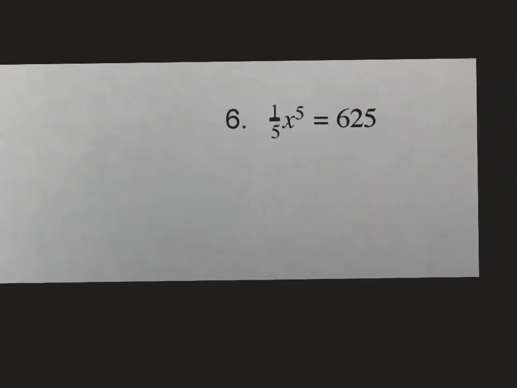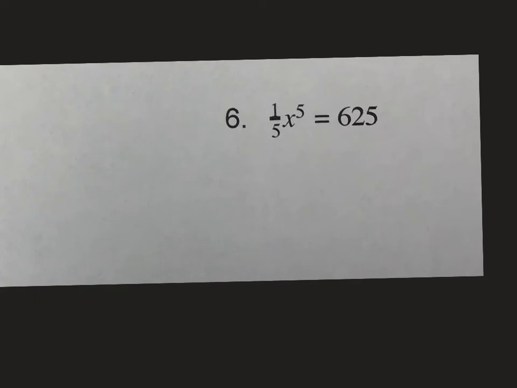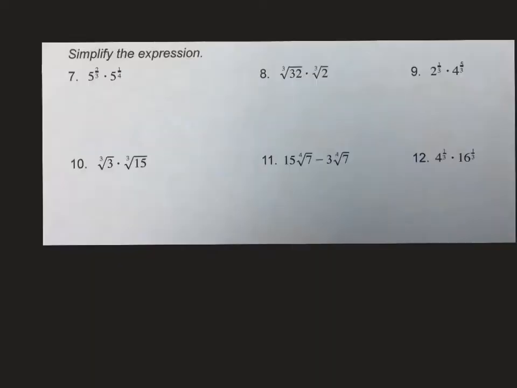Number 6, same deal. I'm going to move the 1/5 over. I'm going to do that by multiplying both sides by 5. If I do that, the 5's cancel. It gives me x to the 5th. 625 times 5 is 3,125. I'm going to take the 5th root this time of both sides, and the 5th root of 3125 is 5. Not plus or minus because it's an odd root. You do plus or minus when you take an even root.